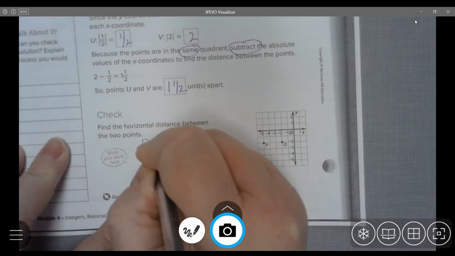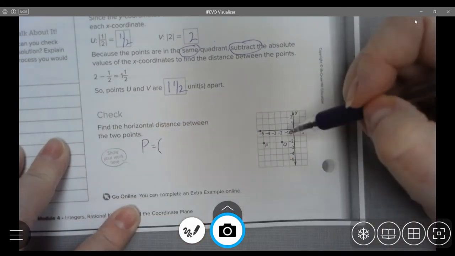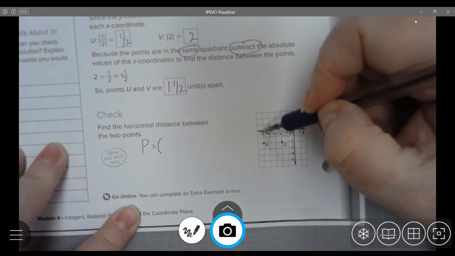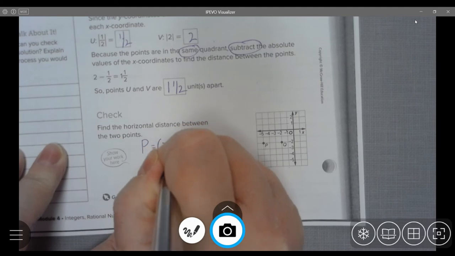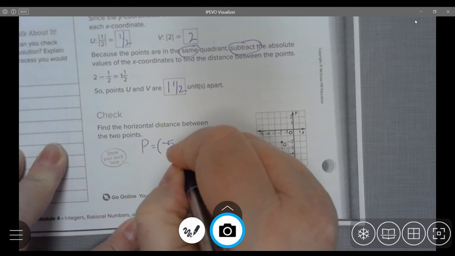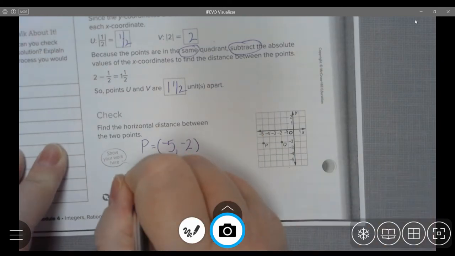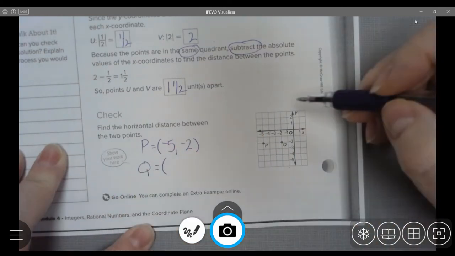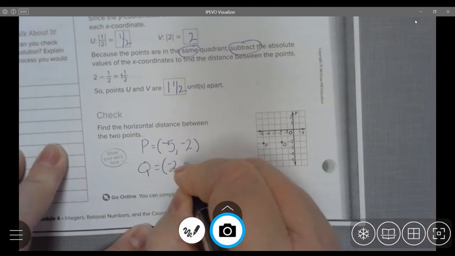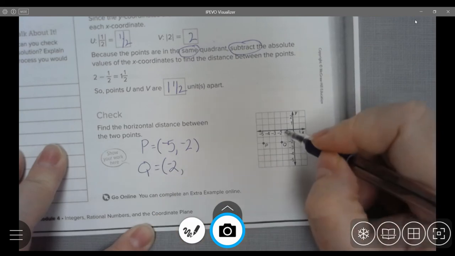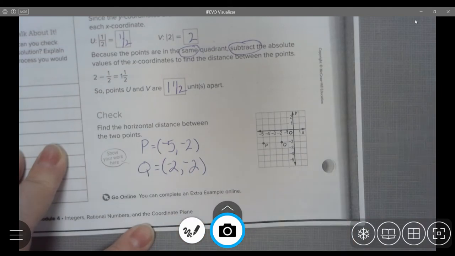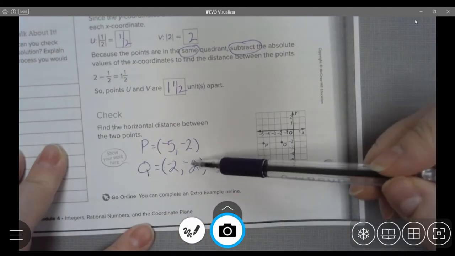So P is, if I take a look at this, -1, -2, -3, -4, -5 is the x. And then I go -1, -2 would be the y. And then Q, so I'm going to go over -1, -2 is the x coordinate. And then I'm going to go down -1, -2. -2 would be the y coordinate. And as you can see, the y coordinates are the same.